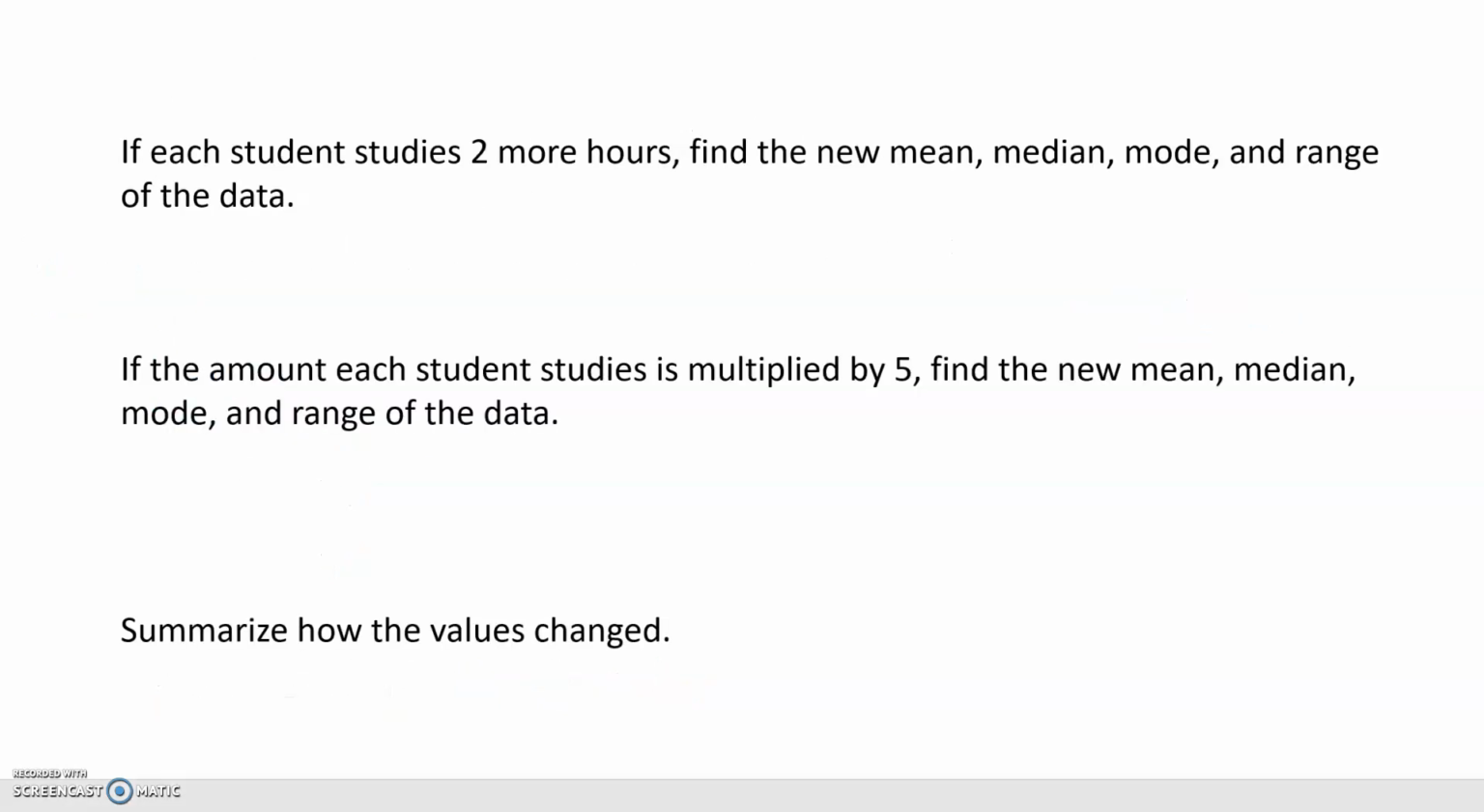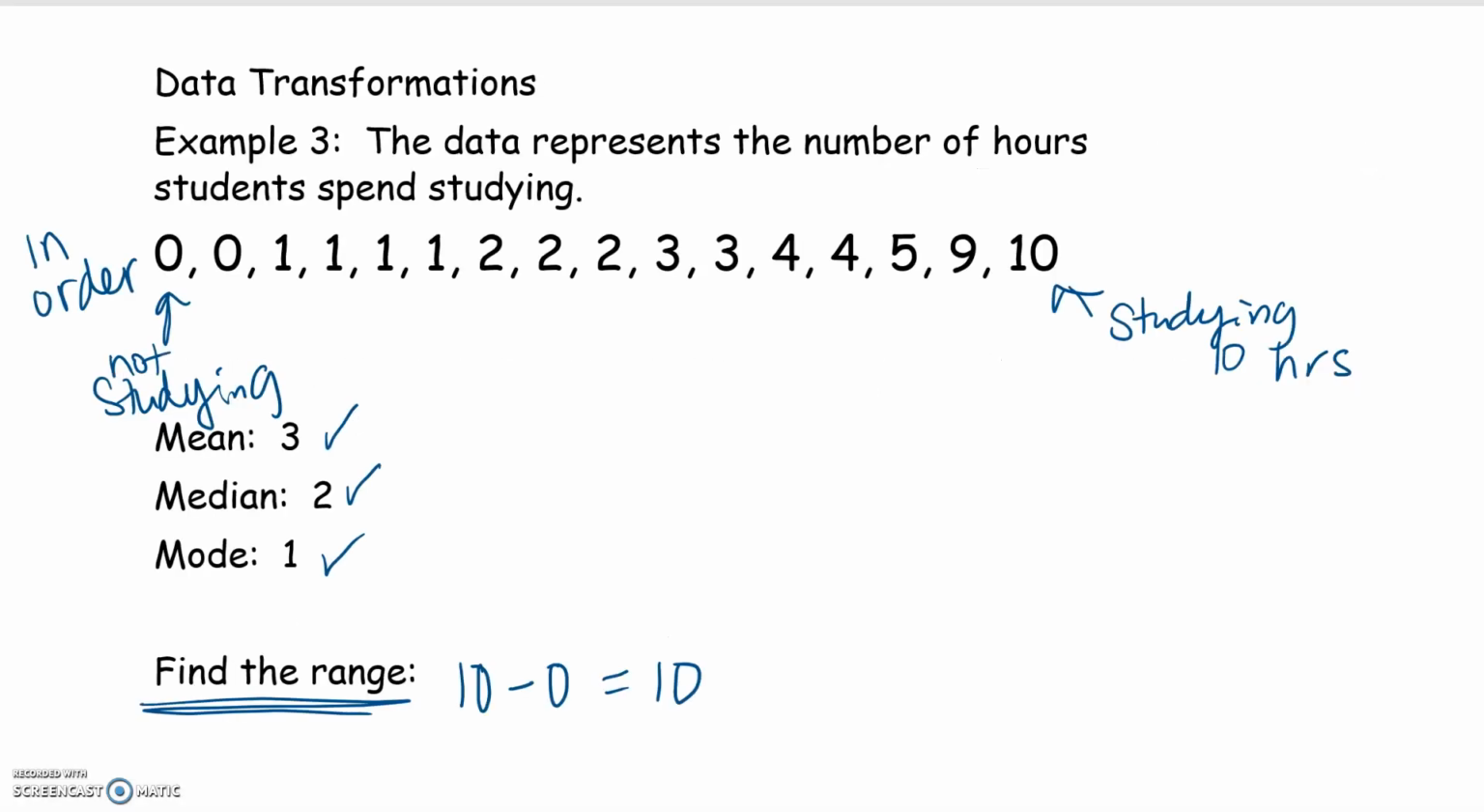So my next question says, if each student studies 2 more hours, find the new mean, median, mode, and range of the data. So what we're going to do is look at these. If I were going to add 2 to each of these, this would be 2, 2, 3s. These are going to be 4s. Here's some 5s, 6s, 7, 11, and 12. So now there's all my new numbers.